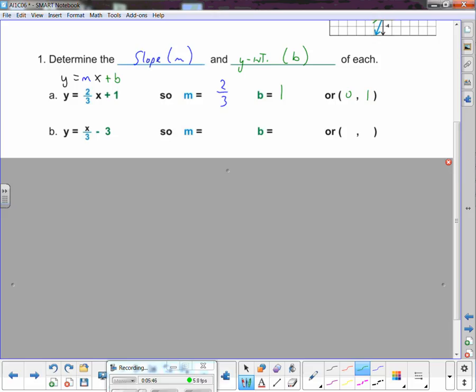So, on 3, tell me what you think the m is. Here we go. 1, 2, 3. 1/3. Okay, great. I heard a lot of 1/3. So that should be blue. 1/3.